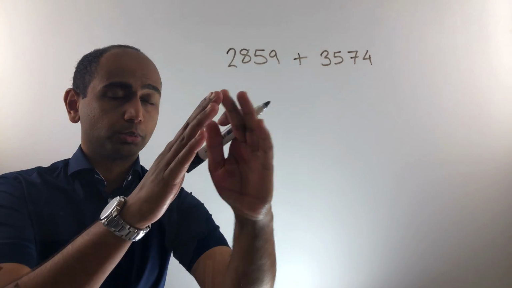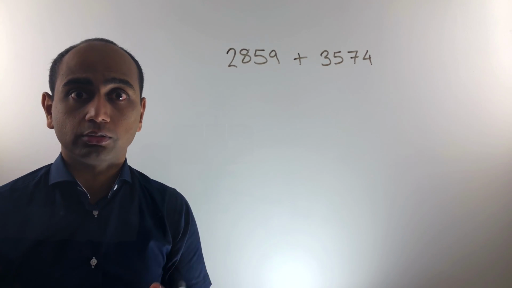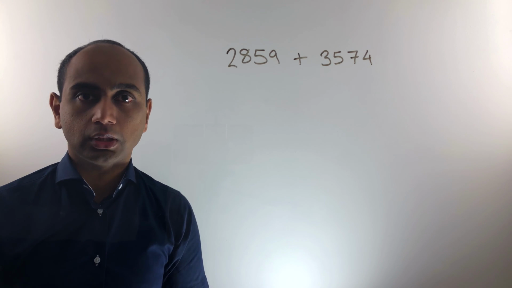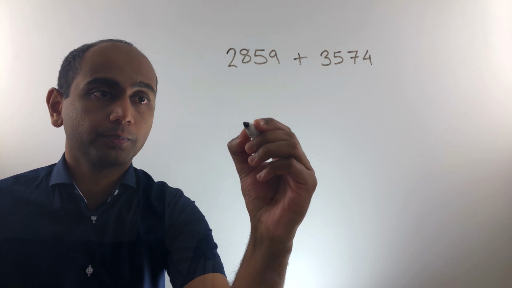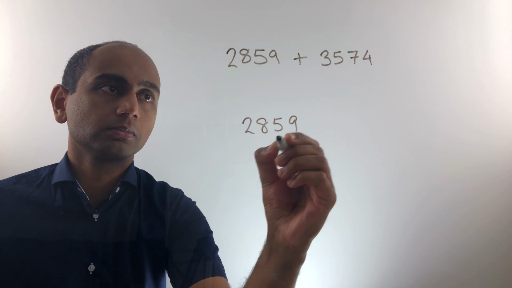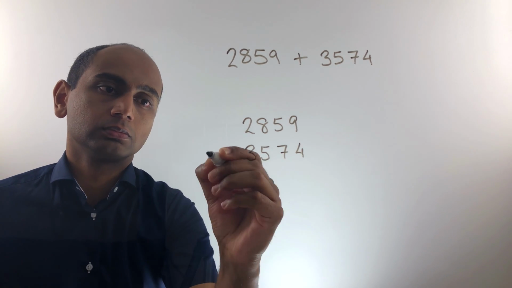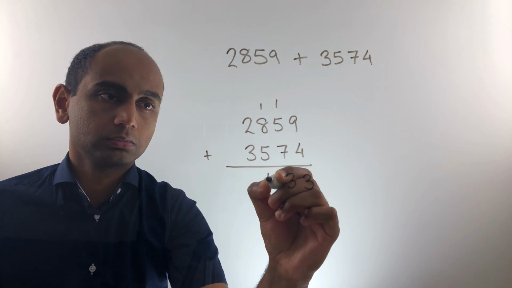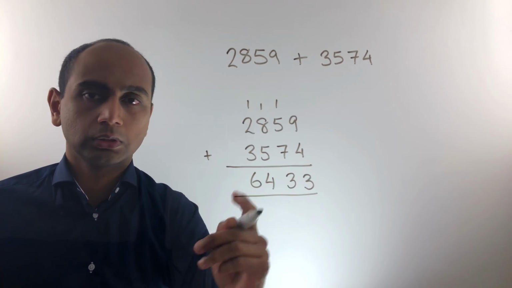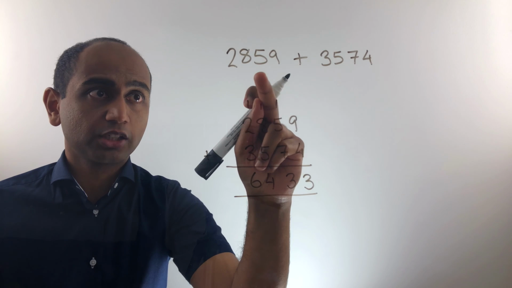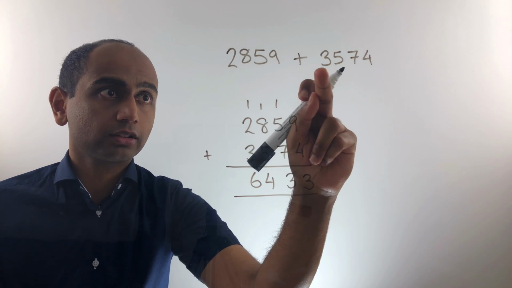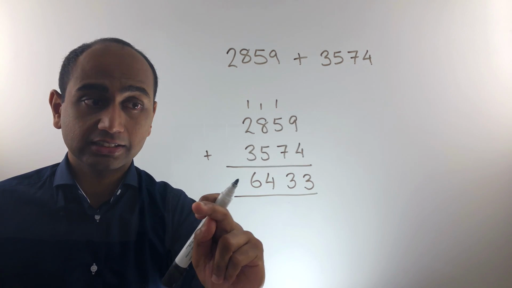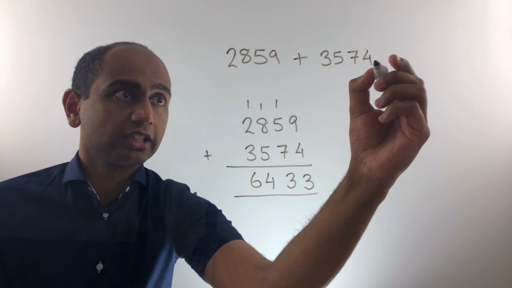Here's the last example. Pause the video and have a go at this one for yourself. Here's the answer. So 2,859 plus 3,574 is 6,433.